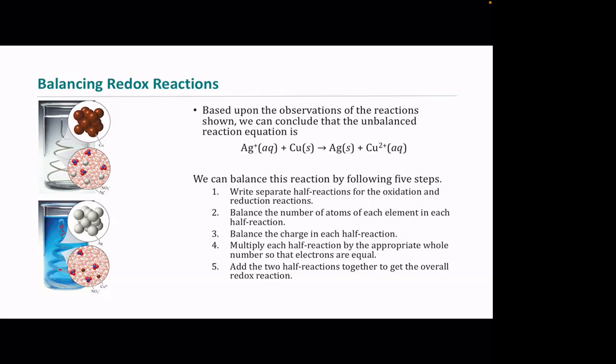That's in Gen Chem 2, though. And then these steps would be a little bit more important, and there'll be additional steps, actually, because you have to balance it with waters and acid and all of that. So you write the separate half reactions, you balance the number of atoms in each, balance the charge in each half reaction, that's by writing the electrons. Multiply each half reaction by the appropriate whole number so the electrons are equal, and add the half reactions together to get the overall redox reaction.